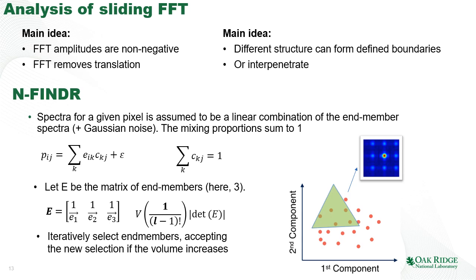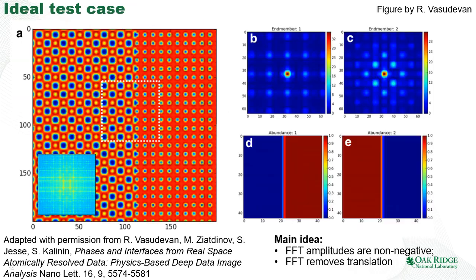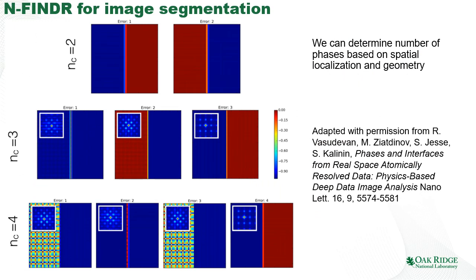So here, let's see how we can use this combination of the sliding FFT and n-finder to identify the phases within the image. In a little bit more detail, you can see that the way we have generated it, the atomic structures are slightly deformed here. So there is some third component which cannot be represented as the linear combination of the image on the left and the image on the right. So that's great. What happens if we keep pushing?